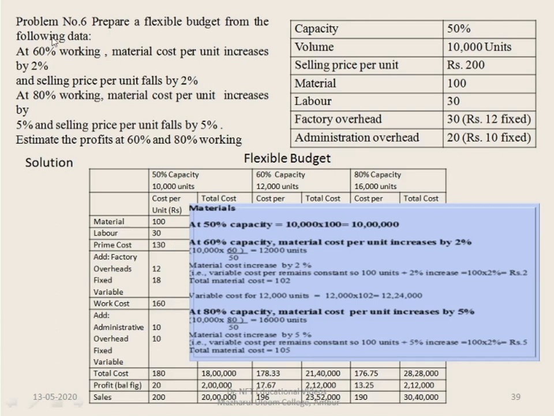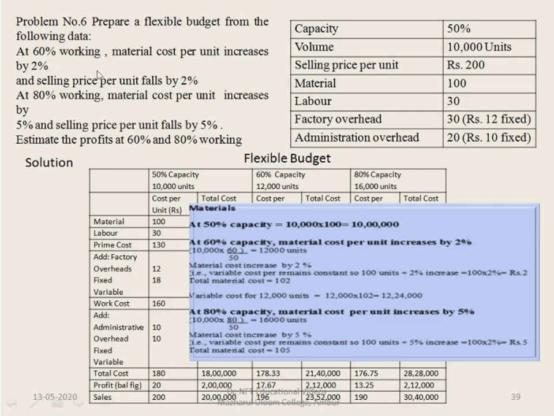Now in this problem, we are given that working material cost per unit is 60%, which increases by 2%. First, we have to calculate the material cost. How will we calculate it? At 50% capacity, 10,000 is the number of units. Cost of material is 100 rupees. So 10,000 into 100 is 10 lakhs.